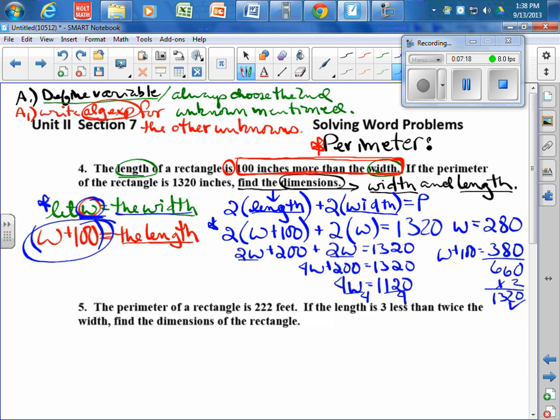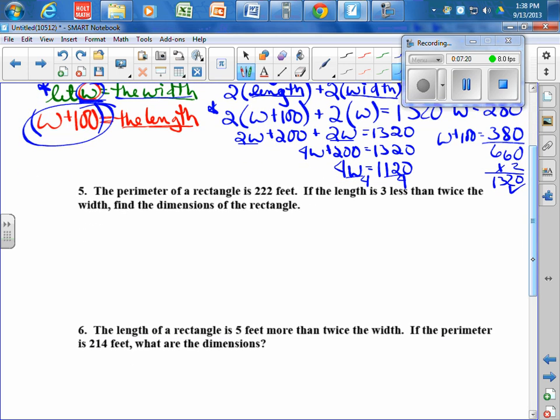In number 5, the perimeter of a rectangle is 222. If the length is 3 less than twice the width, find the dimensions of the rectangle. Again, we are finding the dimensions, which means we're finding the length. I have to have the length and the width. Which one's mentioned second? The width. So let W equal the width.